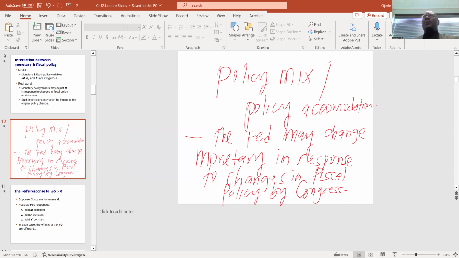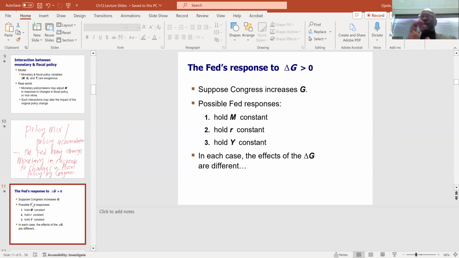For example, if Congress decided to increase government spending, the Federal Reserve might think that's not a good idea because they don't want interest rates to go up. The Fed may use monetary policy to counteract the impact of that fiscal policy expansion. Okay, so let's talk about how this works out. Suppose Congress decides to increase government spending. The Federal Reserve has three possible responses to this congressional fiscal expansion.